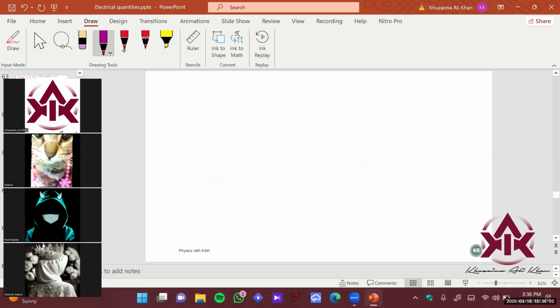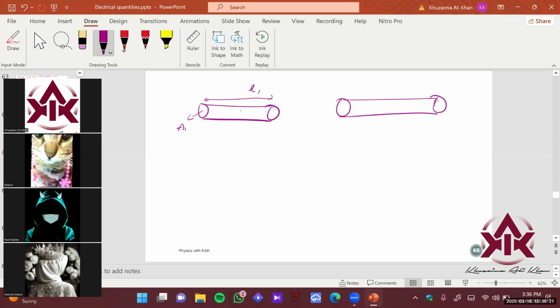So let's say you have two copper rods, same material but different dimensions. One has cross-sectional area one and length one, and both are made up of copper. The other has area two and length two. So let's write down the equations over here. It offers resistance 1, and it offers resistance 2. Let's relate the resistance 1 and 2.